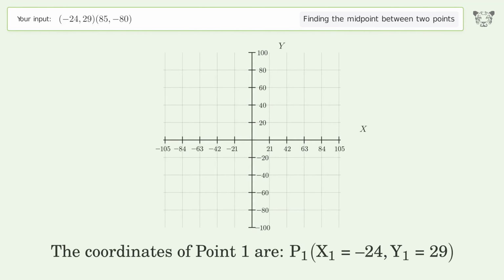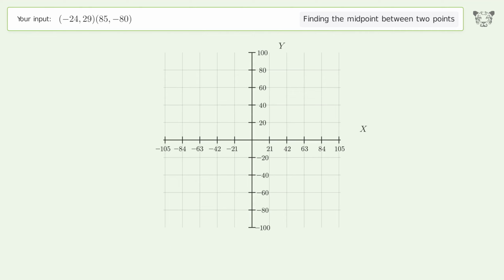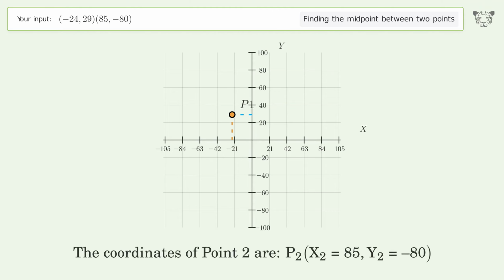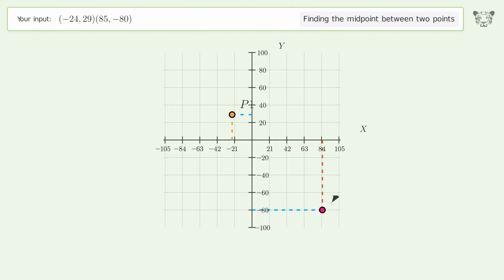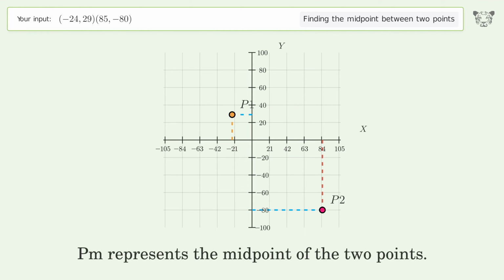The coordinates of point 1 are x1 equals negative 24, y1 equals 29. The coordinates of point 2 are x2 equals 85, y2 equals negative 80. PM represents the midpoint of the 2 points.